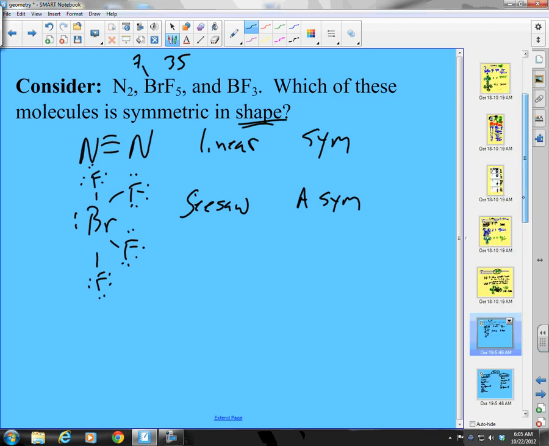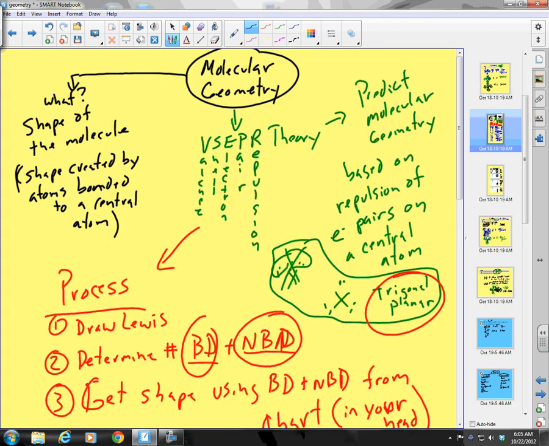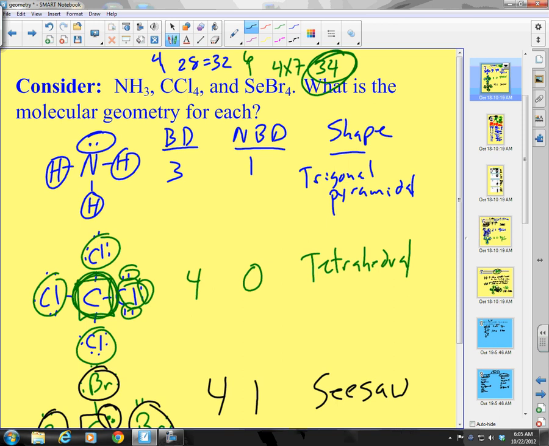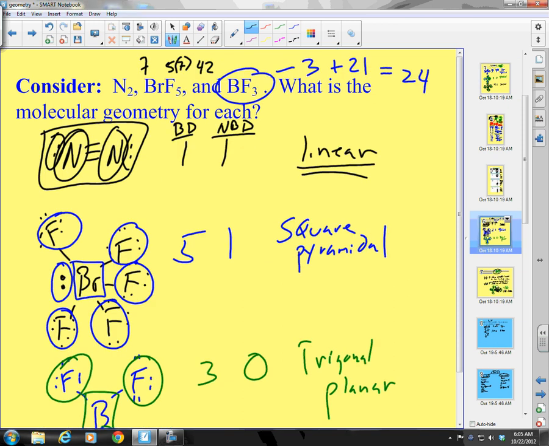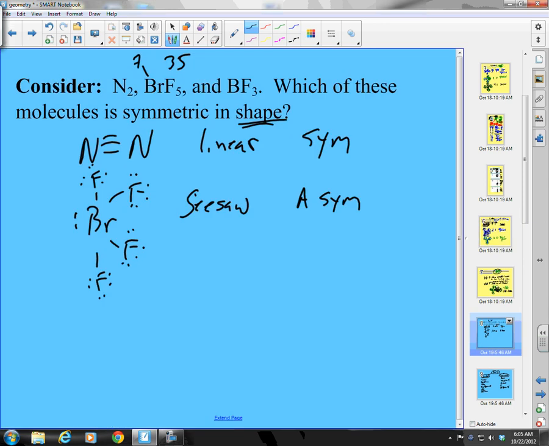Hey, I hope I'm right on this. Should we go back and check? Let's see. No, that's not it either. How about here? There we go. Oh, nope, it's 5-1. I can't add 5-1. It's square pyramidal. That's not seesaw. Square pyramidal. Egads. And it is still asymmetric, since square pyramidal is asymmetric. Well, at least I got that right.